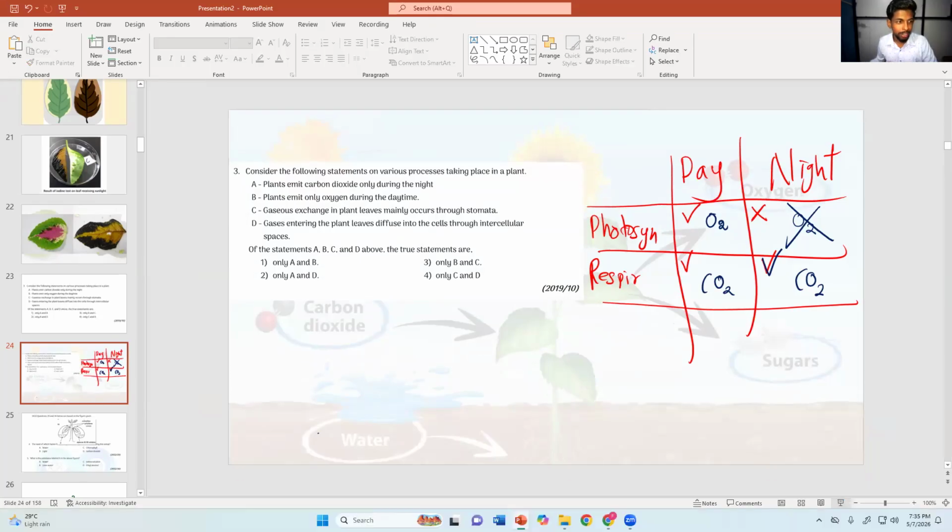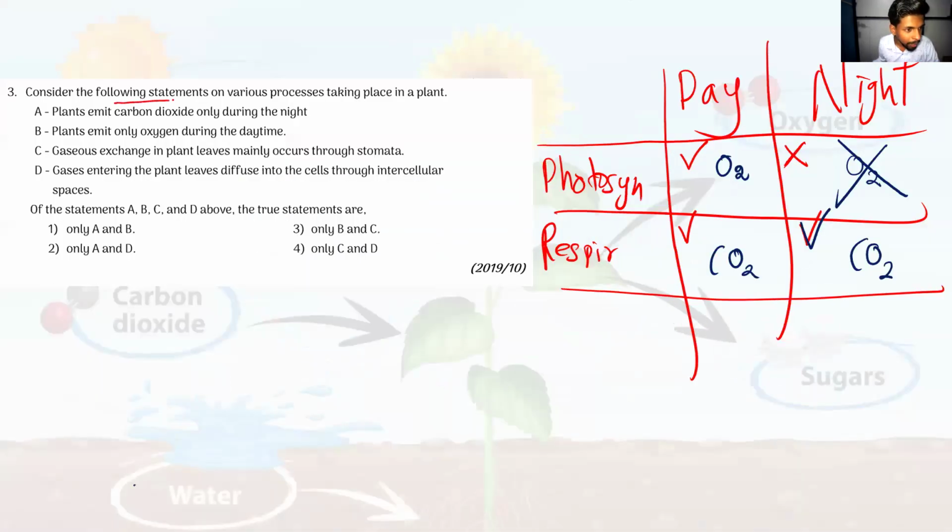Now we'll discuss a question, right? Plants emit carbon dioxide only during night time. Is it correct? Plants emit carbon dioxide only during the night. No, right? Plants release carbon dioxide during the night time as well as during the daytime.